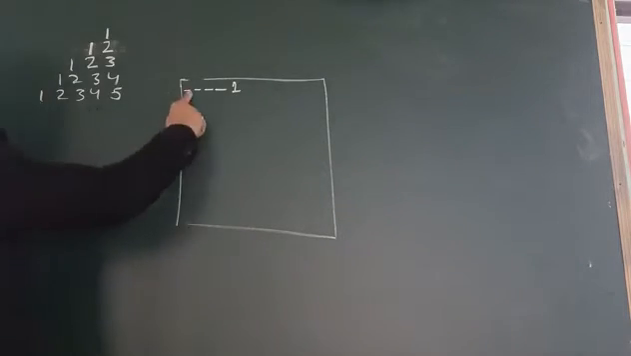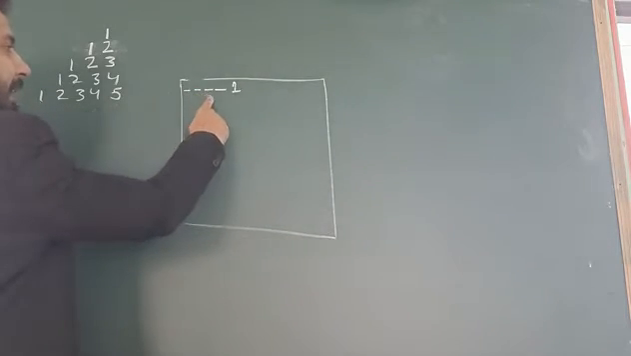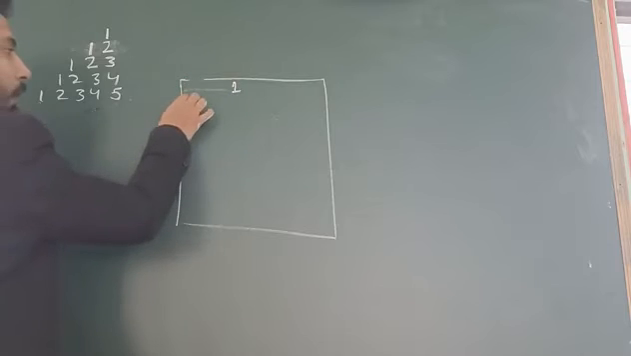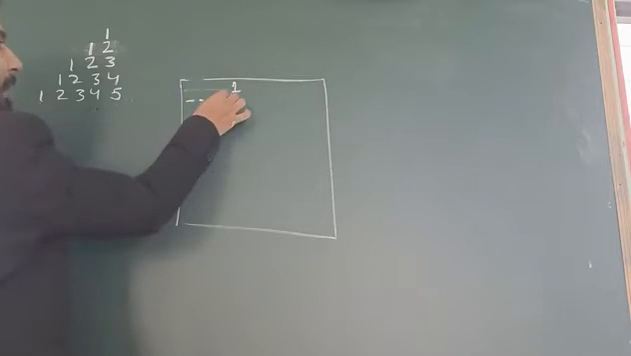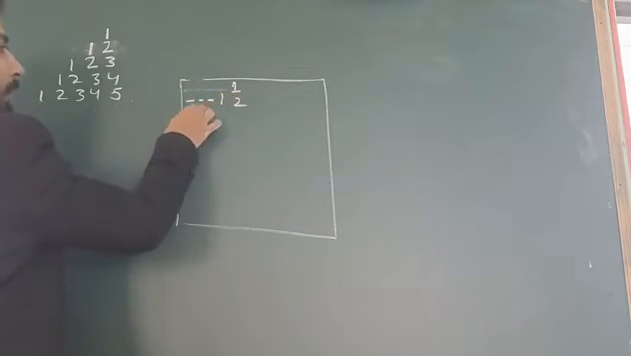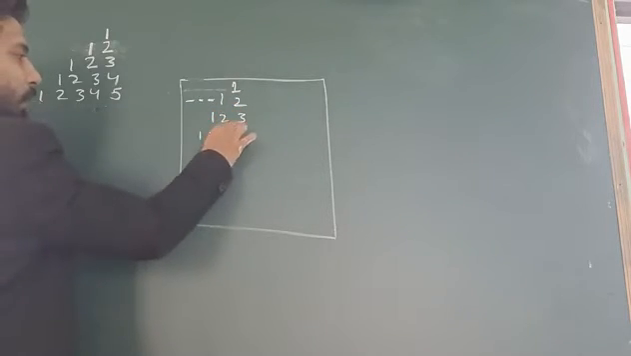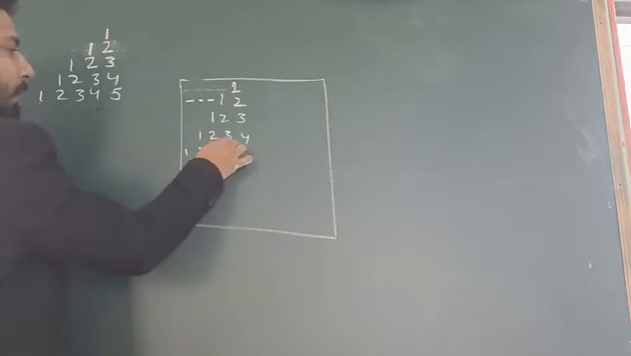Okay, so 1 space, 2 space, 3 space, 4 space, then they had put the 1. Correct? Now 1 space, 2 space, 3 space, then 1 2 here, 2 space after 1 2 3, 1 space, that is 1 2 3 4, then 1 2 3 4 5.